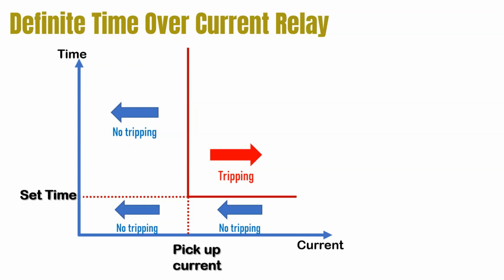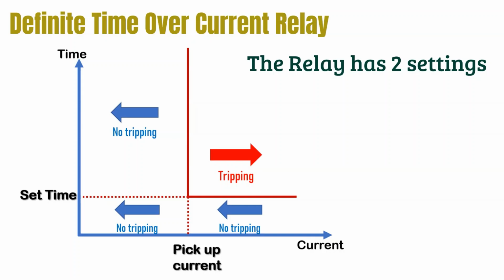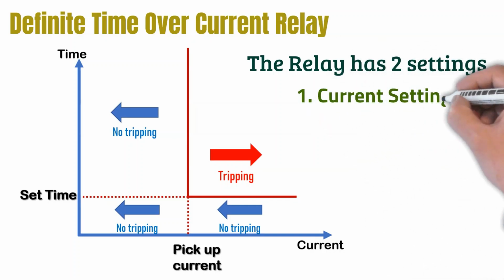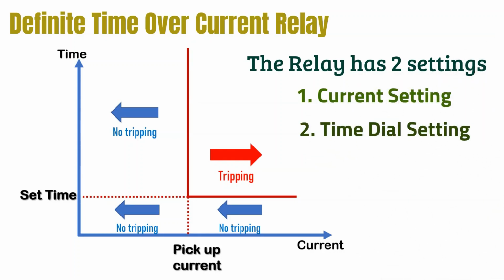For this purpose, definite time relay has two settings. First, the current setting, which is known as pickup setting, plug setting, or tap setting. This setting allows to select the current value at which the relay will start responding. Second, the time dial setting. This allows to obtain the exact timing of the relay operation.